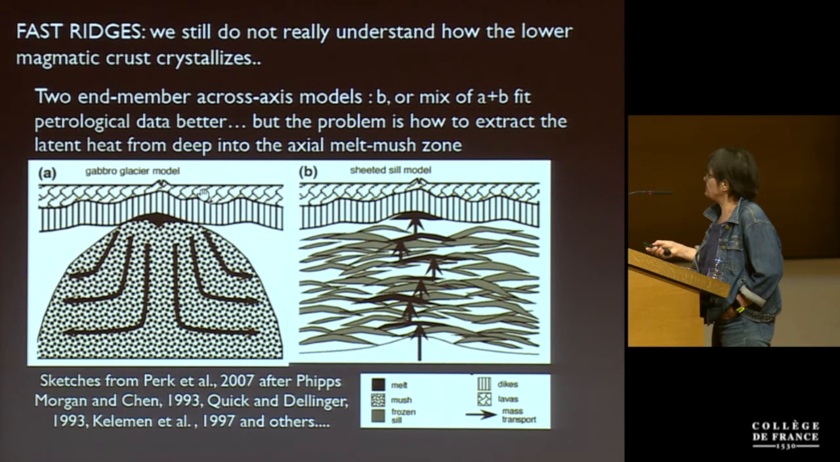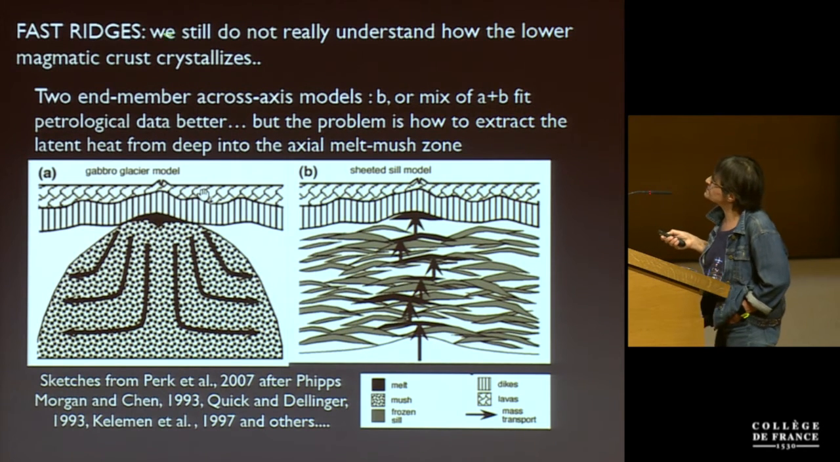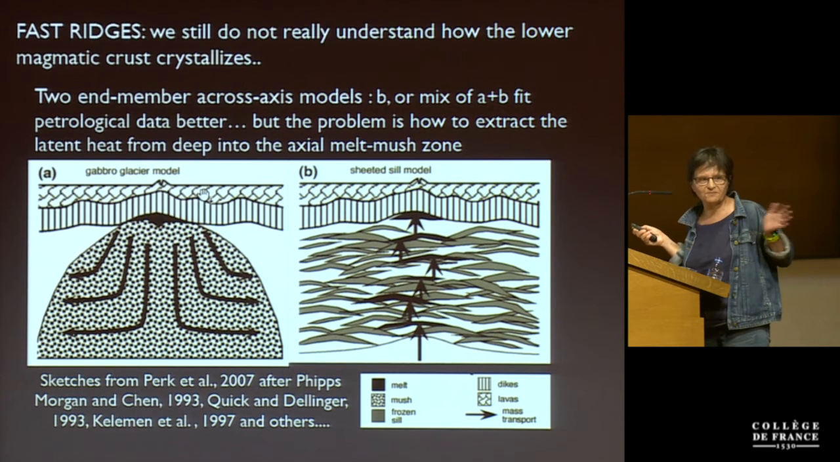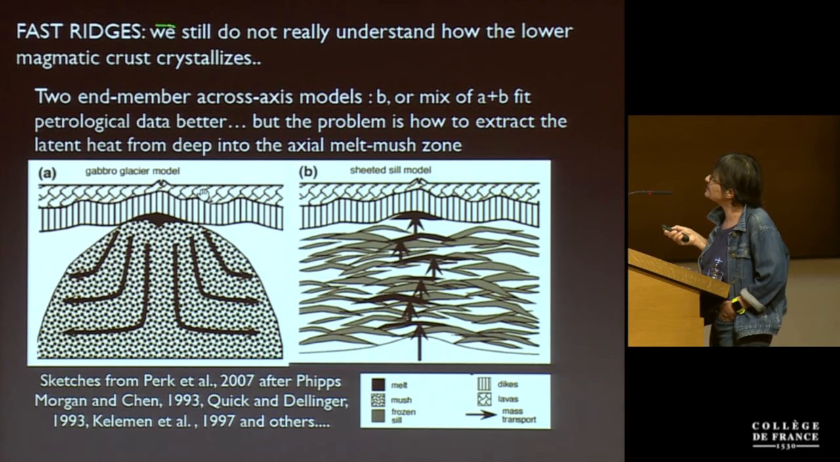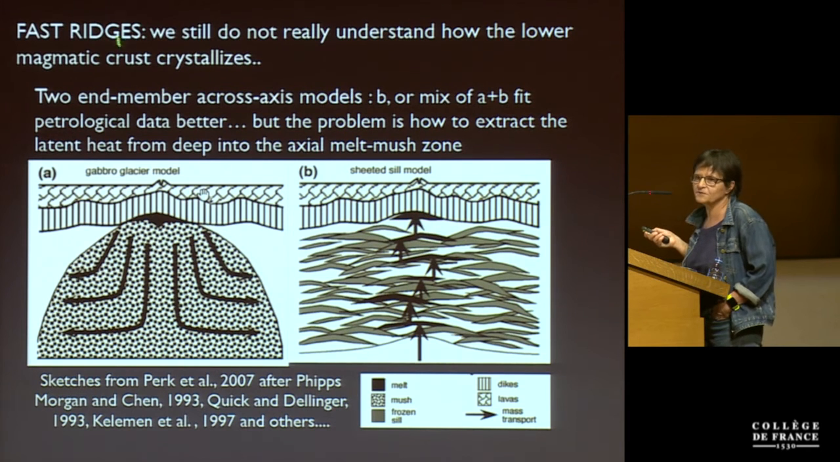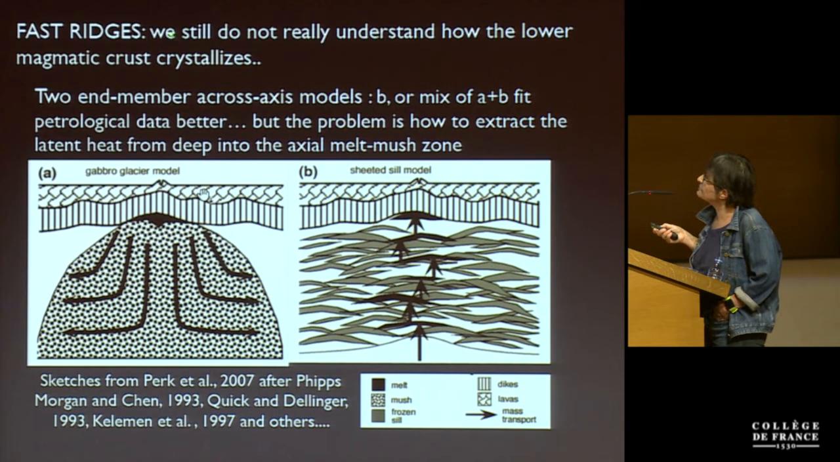So now, just something about fast ridges. Again, I'm not going to be comprehensive, I'm not going to cover everything, but something very intriguing about fast ridges is that we have a pretty good understanding that the crust is magmatic, but we actually know very little about how the lower crust, the crust below the dikes and the lava flows, actually crystallizes. And there are still two end-member models that were produced by authors in the 90s.